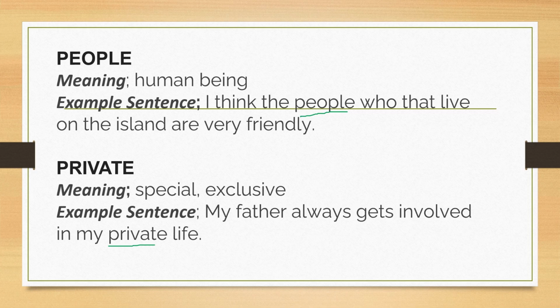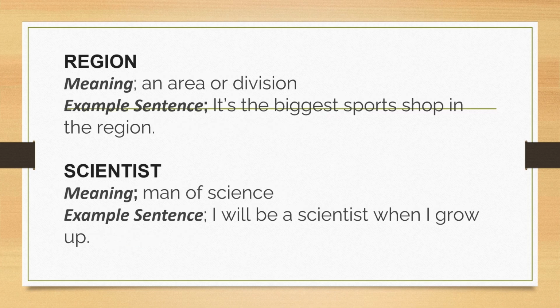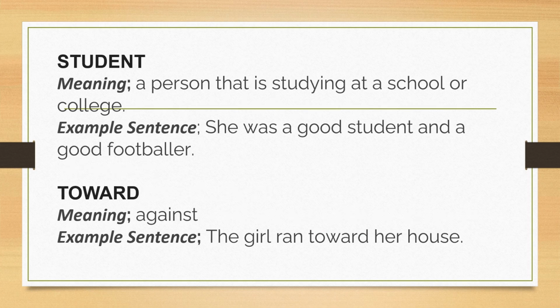Next, region, meaning an area or division. Example: it's the biggest sports shop in the region. Scientist, meaning the man of science. Example: I will be a scientist when I grow up. Next, student, meaning a person that is studying at the school or college. Example: she was a good student and a good footballer. Toward, again, the girl ran toward her house.